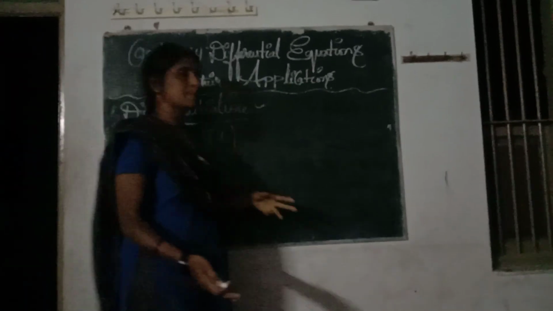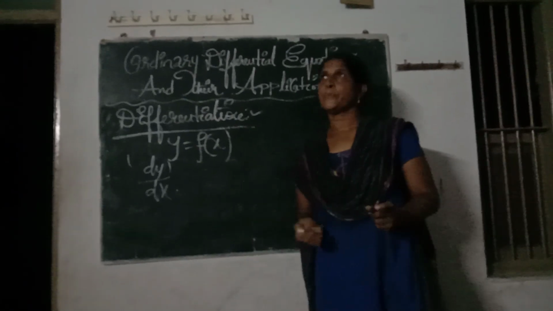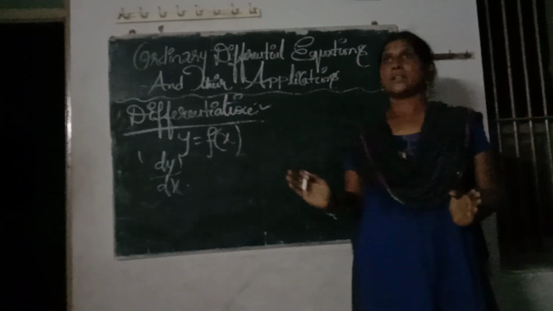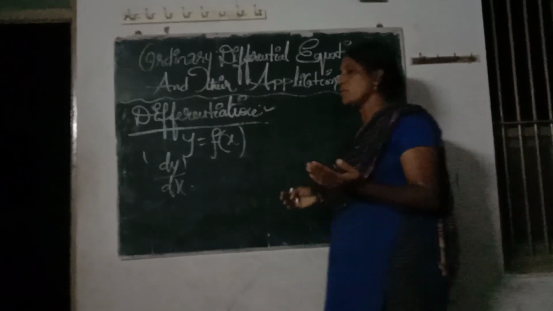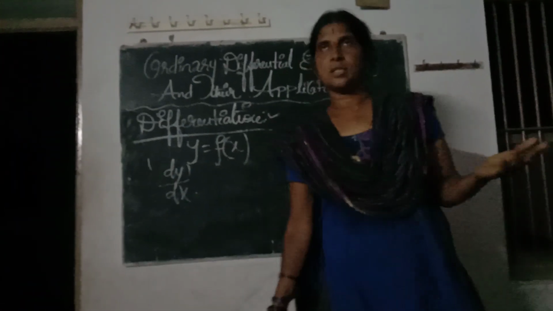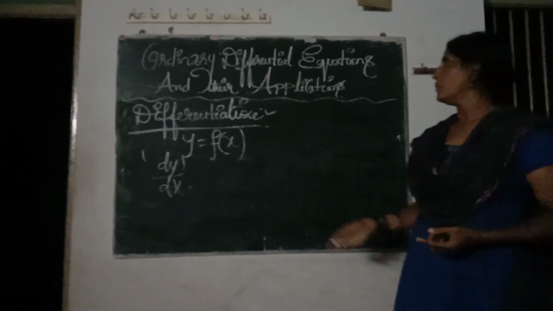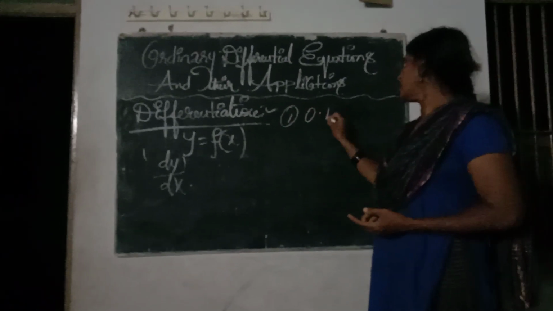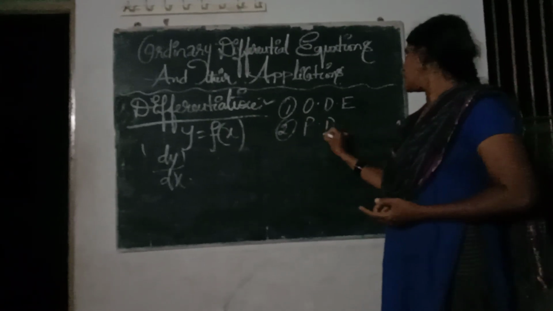And now we will explain the definition of differential equations. What is a differential equation? An equation involving differentiable operators or differentiables, and also involving one or more independent variables, is called a differential equation. Next, I will explain the types of differential equations. There are two types of differential equations. One is the ordinary differential equation. The second one is the partial differential equation.